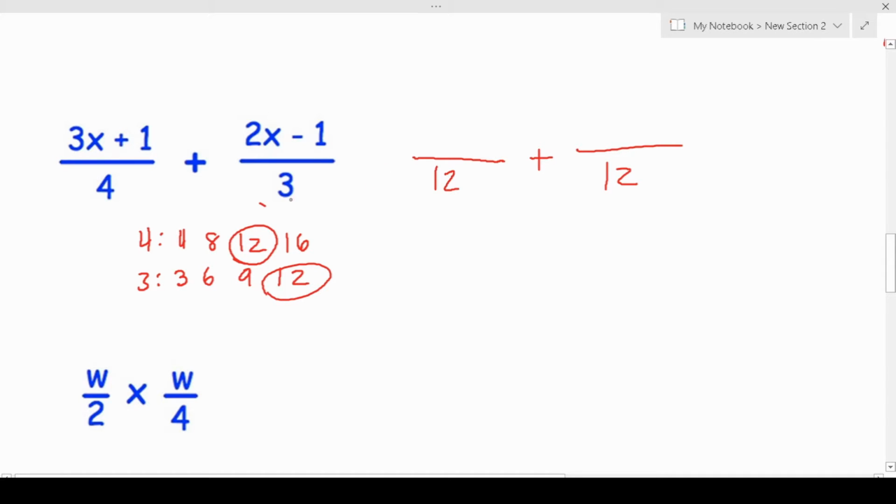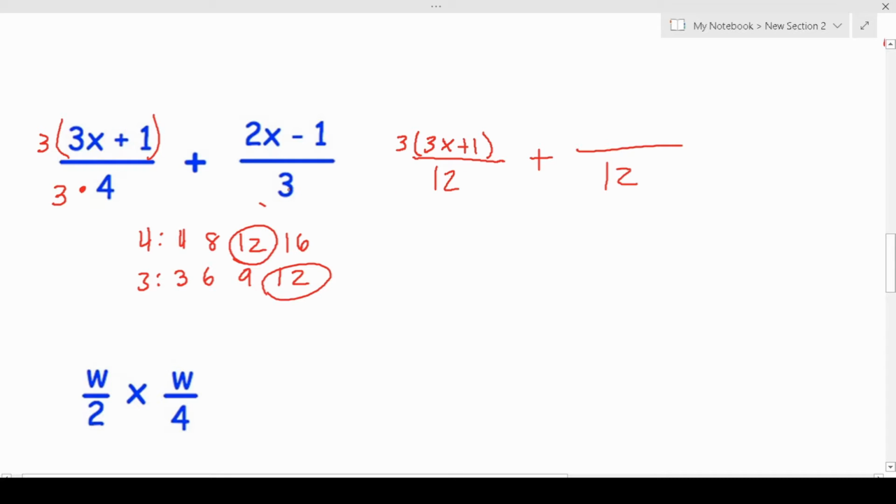Okay. To make 4 into 12, of course, we have to multiply by 3. Given that 4 times 3 is 12, we're going to have to do the same thing to its numerator. So we're going to have to multiply all of that by 3. So as we can see, that becomes 3 times (3x plus 1).